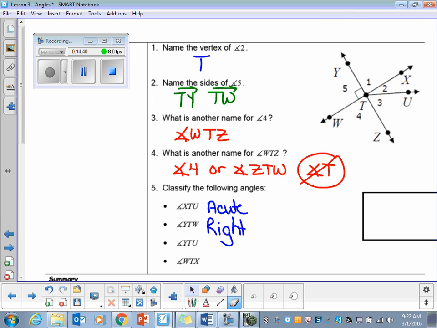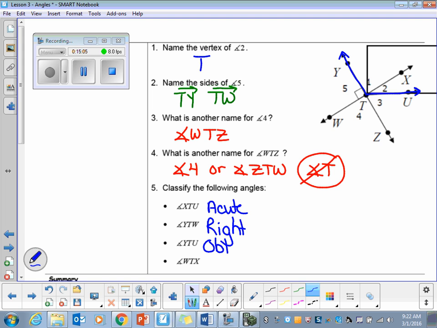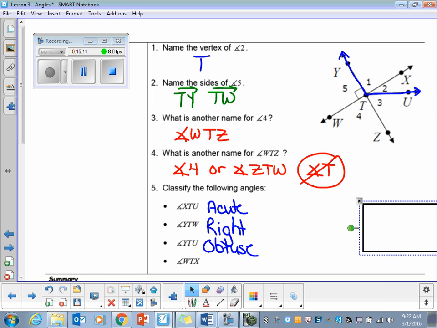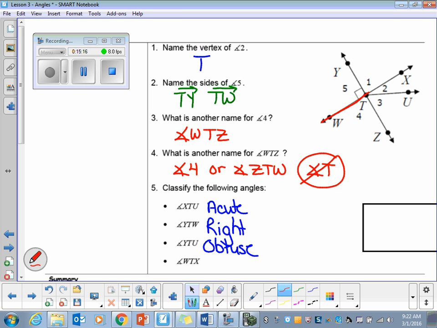YTU. Okay, not sure if that's a right or an obtuse. So here I come back with my paper test. Bigger than a right angle, which makes it obtuse. And WTX. Oh, that's a straight line. So it's straight.